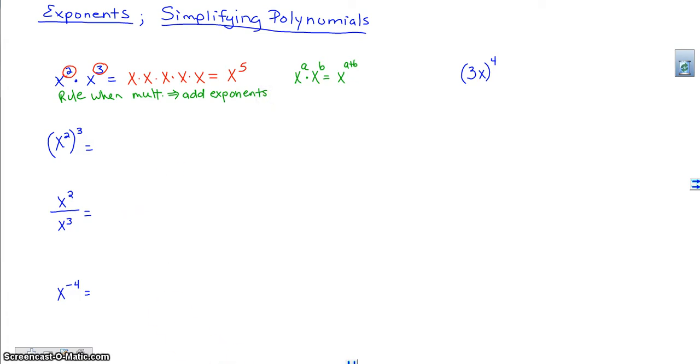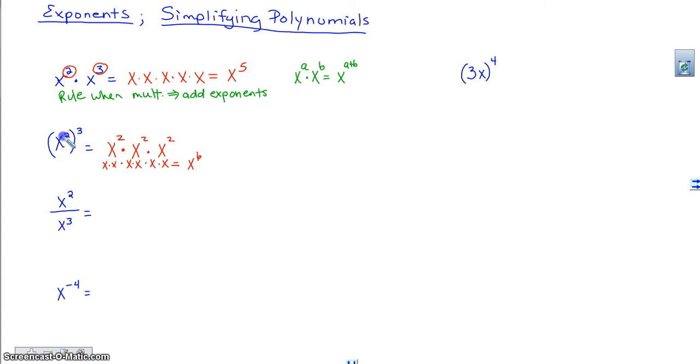Okay, let's look at the next one. x squared raised to the third power. So what this means is we would write down x squared 3 times. And so how many x's would we have? Well, x squared is x times x, times another 2 x's, times another 2 x's, and so together we have 2, 4, 6. So our answer would be x raised to the 6th power.